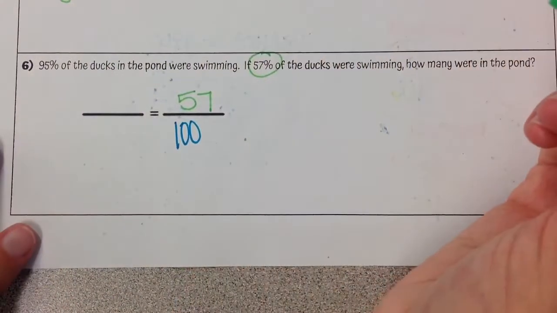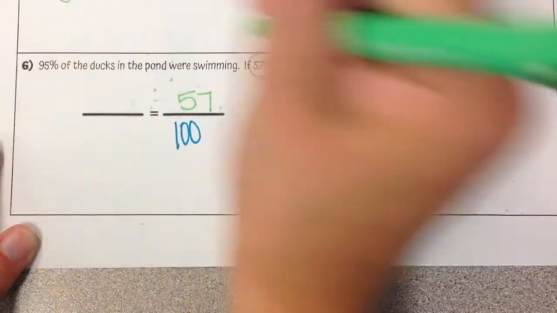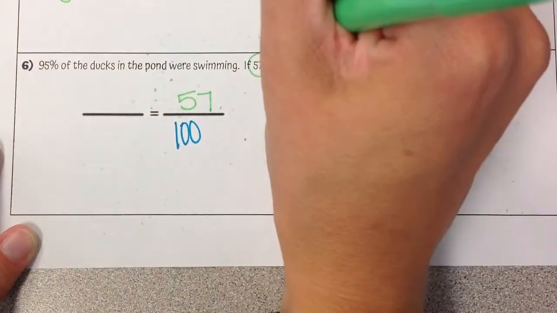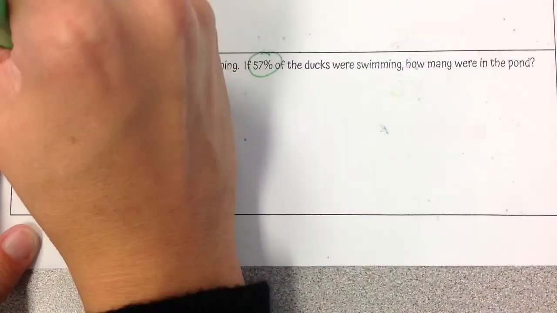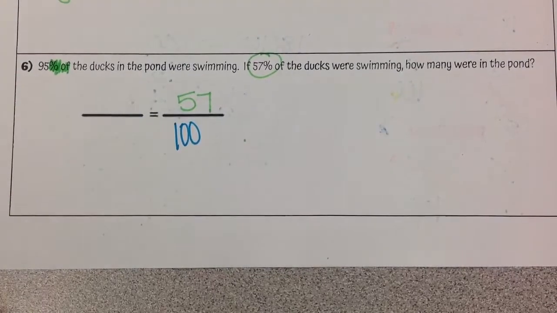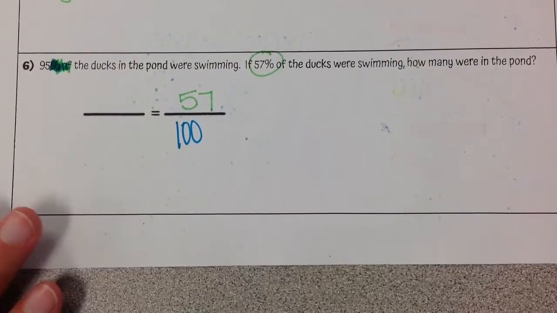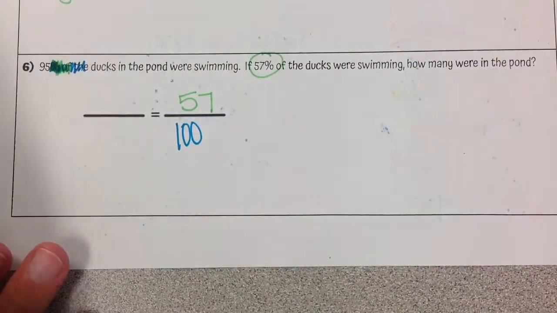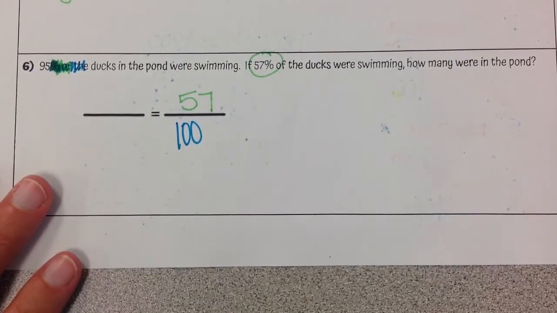Whoopsies. This should be 95. Let's say 95 ducks in the pond were swimming. Sorry, that shouldn't be percent. That's confusing. 95 ducks in the pond were swimming. If 57% of the ducks were swimming, how many were in the pond?